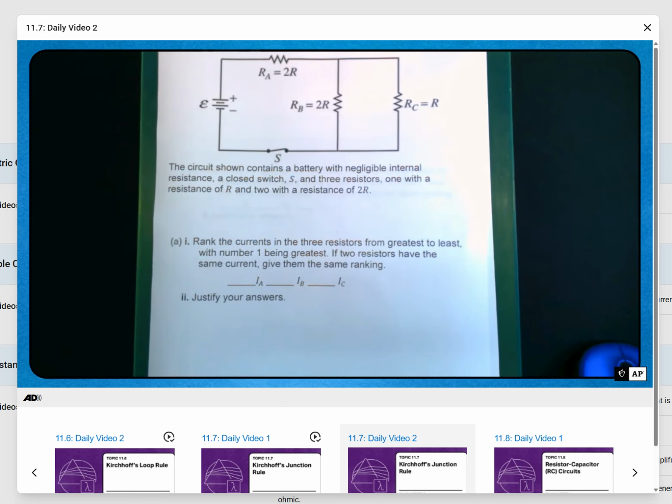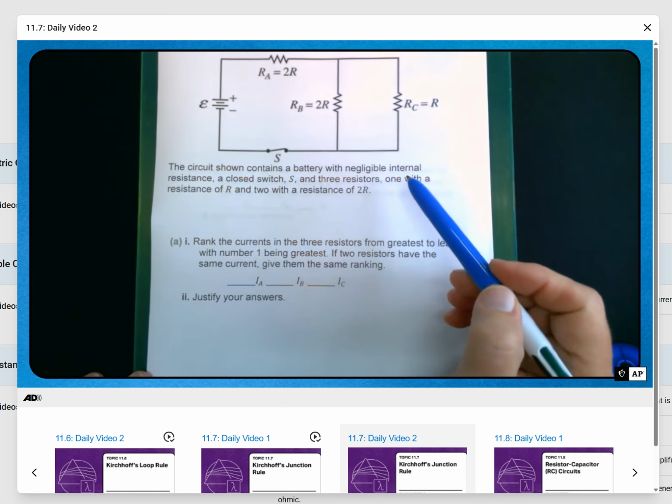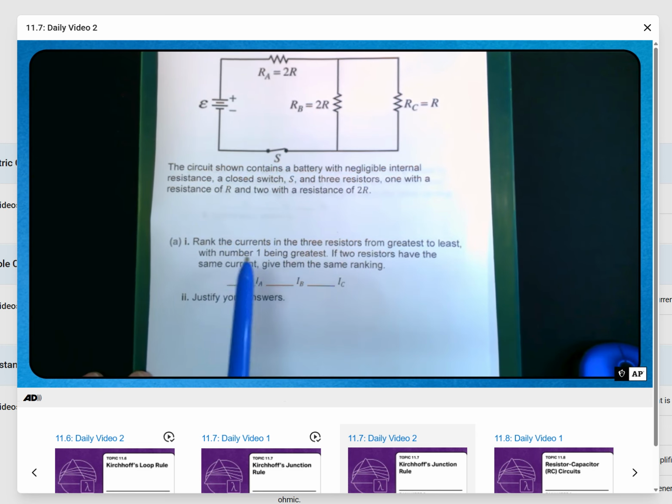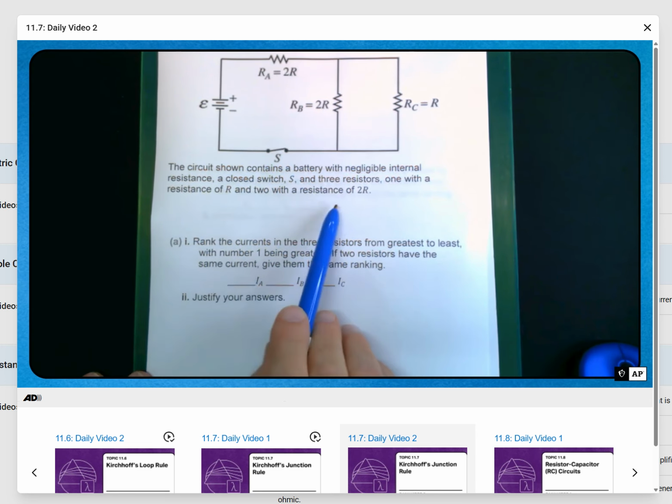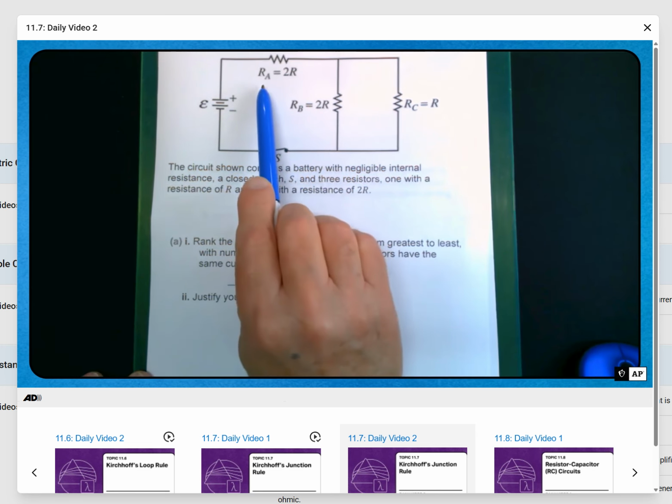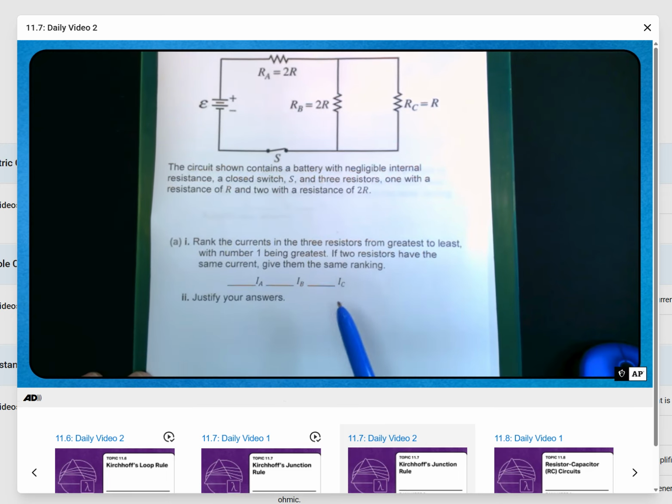So here's the problem. The circuit shown contains a battery with negligible internal resistance, a closed switch S, 3 resistors, one of the resistors of resistance R, and 2 with resistance 2R. So resistor C has a resistance of R, resistors A and B each have a resistance of 2R, and we are asked to rank the currents in the 3 resistors from greatest to least, with number 1 being the greatest. If 2 resistors have the same current, give them the same ranking, and it asks us to justify our answers.